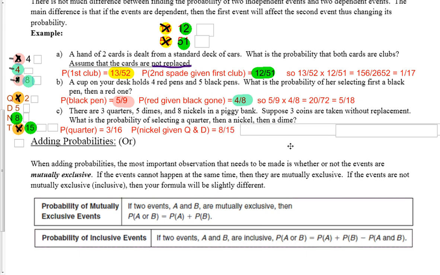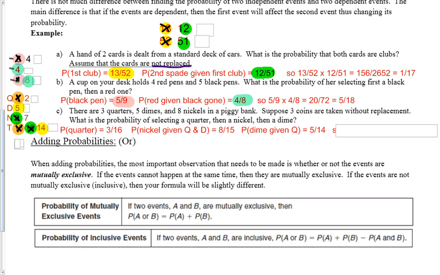And then finally, we have a dime. Before we move on, always remember to update your probabilities so you don't get confused later. We're down to 7 nickels and 14 total. So then we have our dime. We have 5 dimes and 14 total remaining. So we're going to have 5 out of 14.